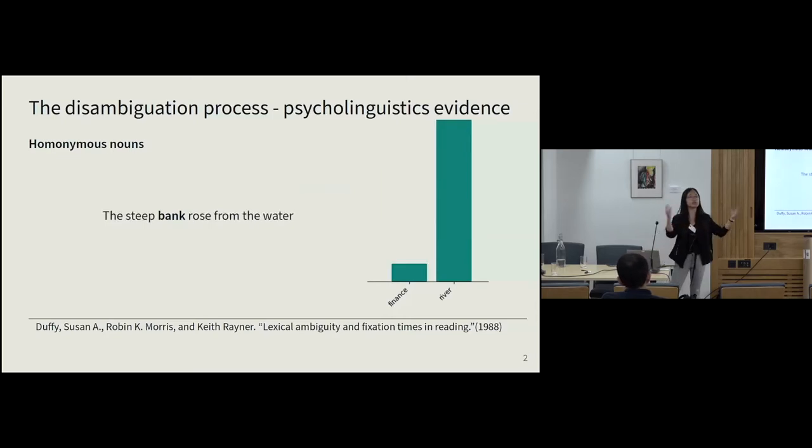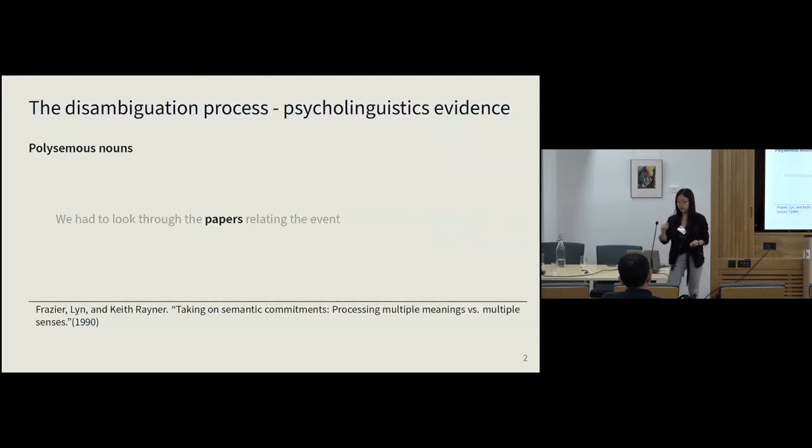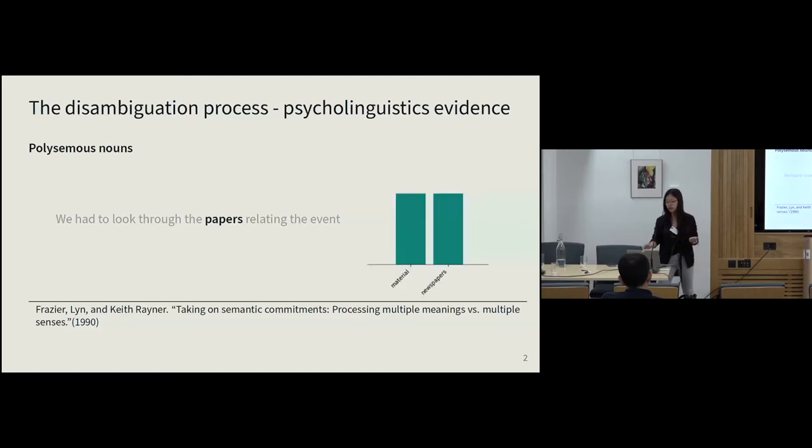Then as you get more information, you adjust the weights that you put on each of the interpretations in order to select the correct one. For polysemous nouns, when you have a word that has multiple related interpretations, it works a little bit differently. When you have no context, you usually don't have a preference for which interpretation to select. Instead, you select all of them at the same time with something called an underspecified meaning. Then, as you have more context, you add more and more information about which interpretation you actually want to select.